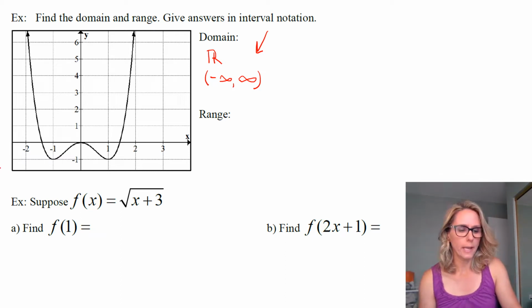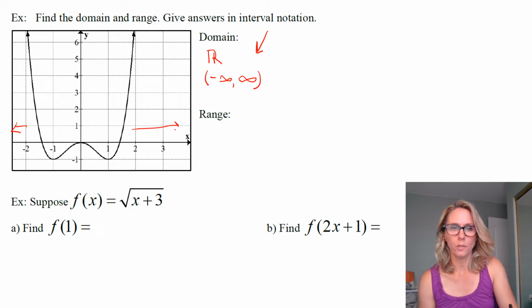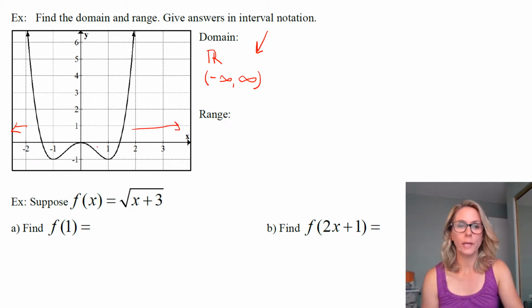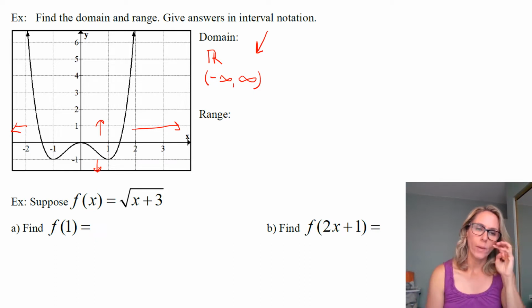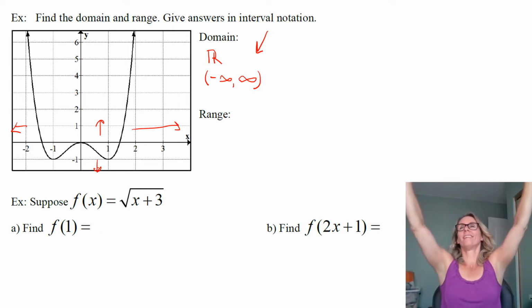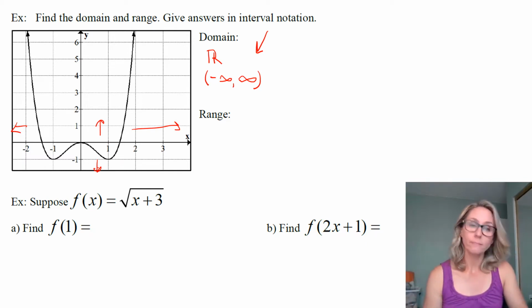So you're basically saying, what are all the x values, the values that go from here to here, this way? What are all the values possible? For the range, you're looking at all the y values. So what are all the outputs? And we can see that for this function, those arrows go up, up, and up. So for those y values, we can talk about everything all the way up.